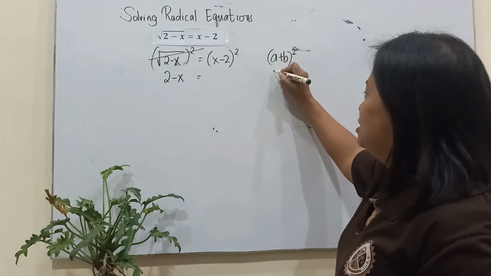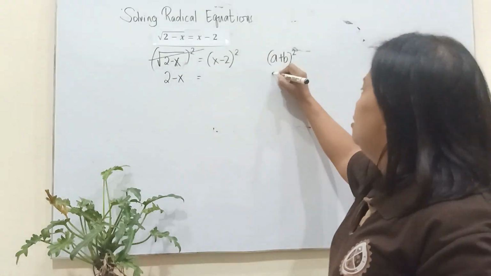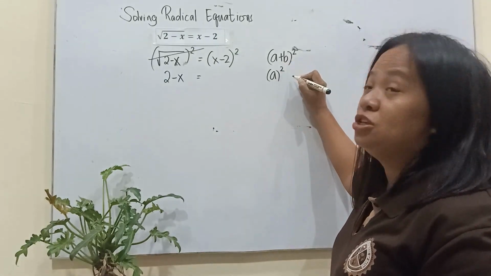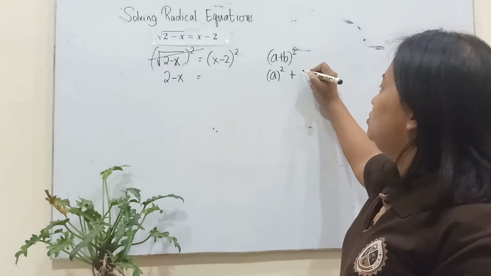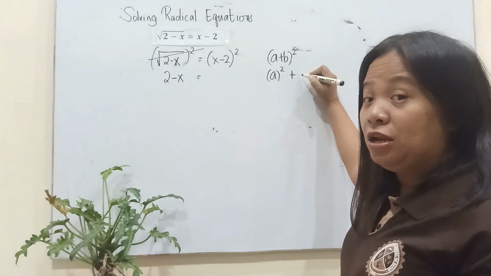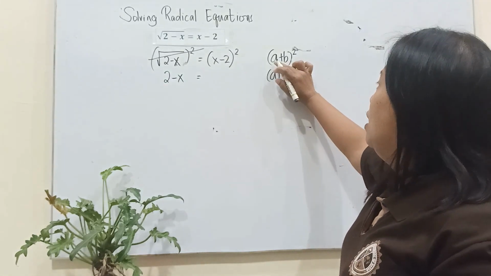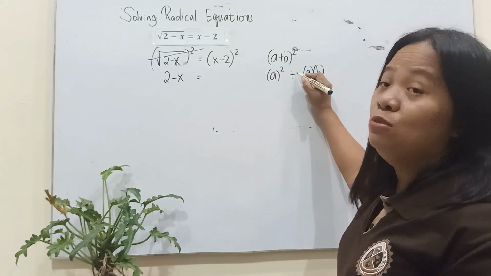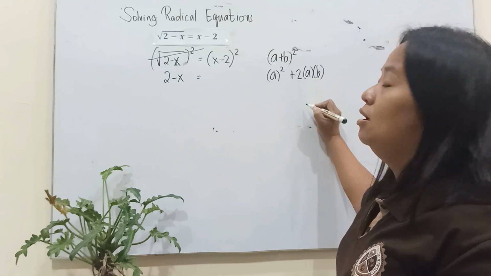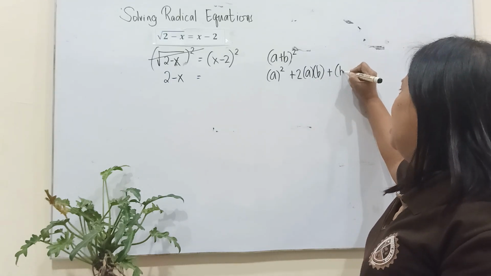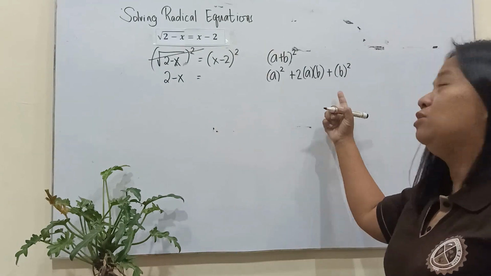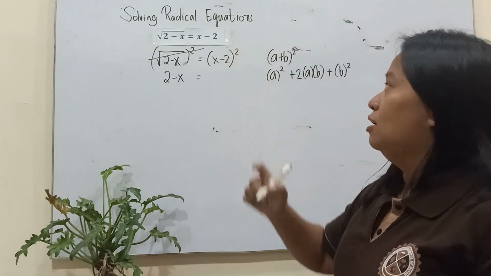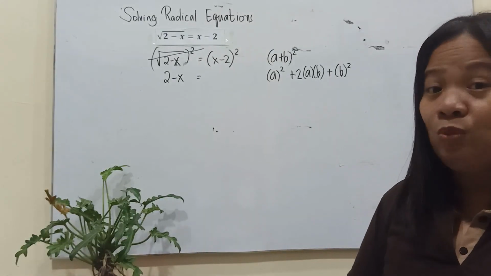The rule here is that we square first the first term, plus twice the product of the first and the second term. So, a times b, get the product, then multiply it by 2. Then, square the last term. This is what we are going to do here when we square x minus 2.